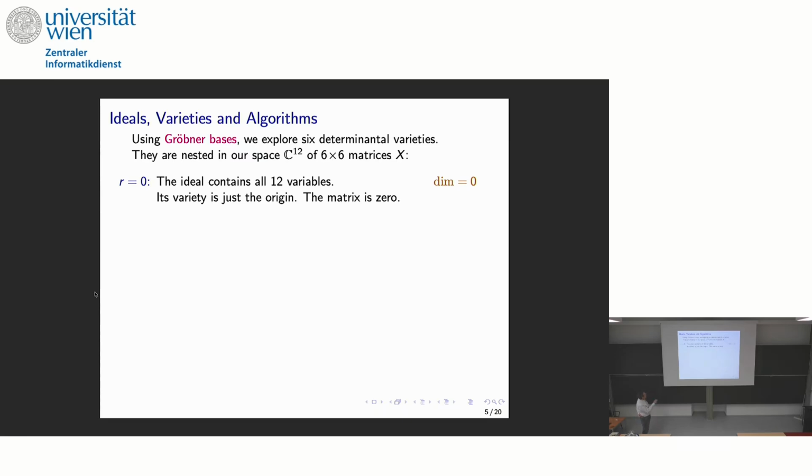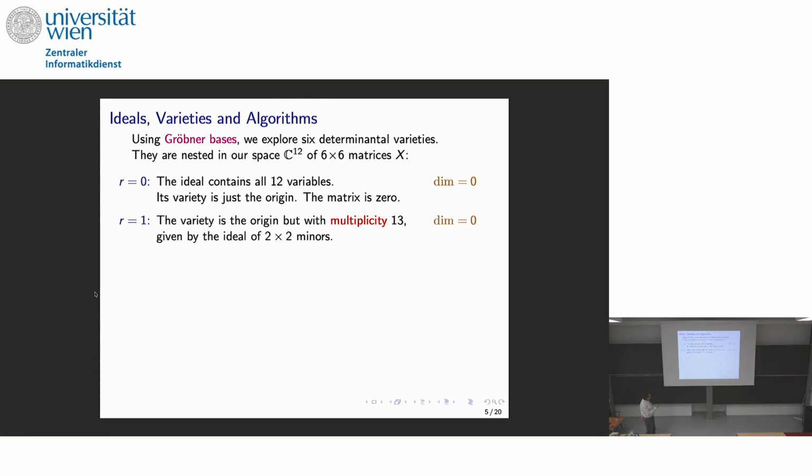And we're going to work our way up from rank 0. So what is the ideal? What can we say about the ideal of 1 by 1 minors of our matrix? Well, this ideal contains the 12 variables, so the variety is just the origin, right? So there's only one solution, that's the 0 matrix, and the 0 matrix is 1 point. That's a 0-dimensional irreducible variety called a point.